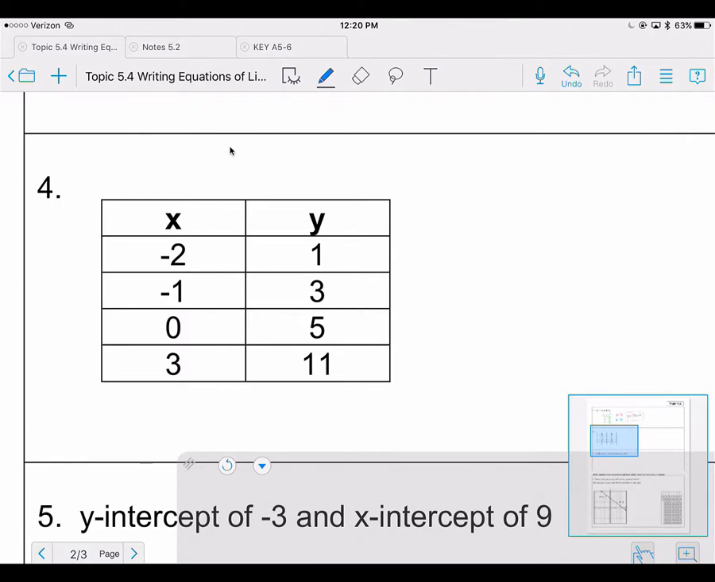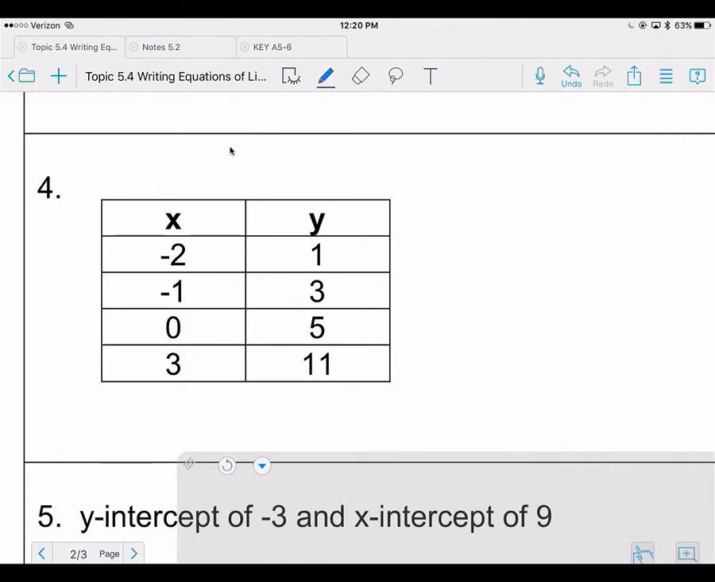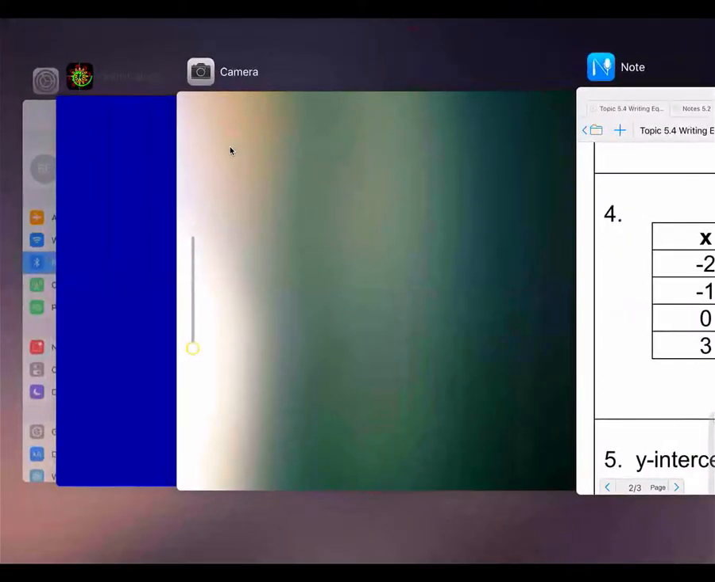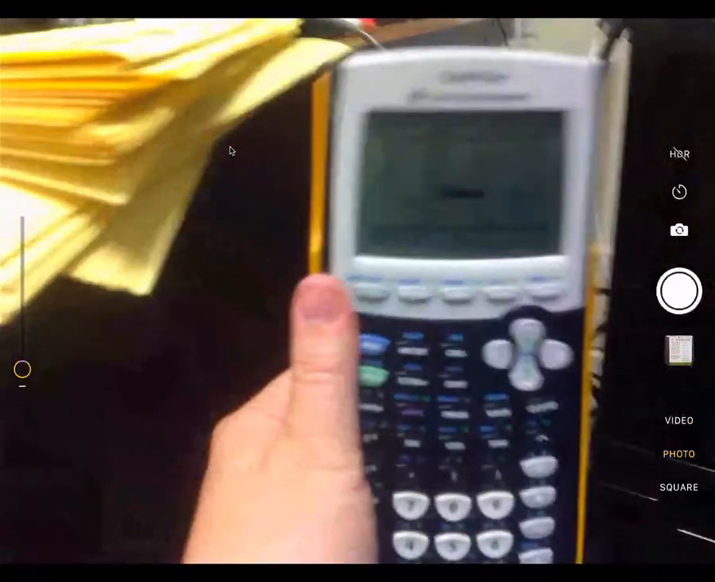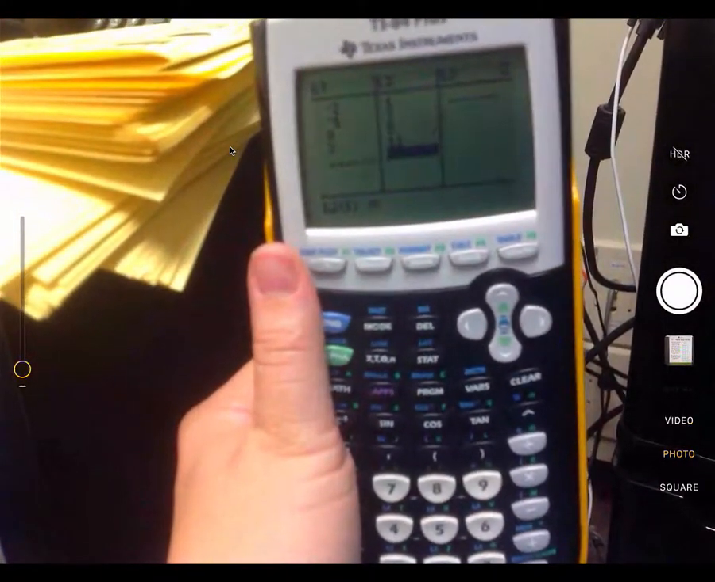Now problem 4, we're going to do the exact same thing. Anytime you see a table, you can plug that table directly into StatEdit to be successful. So I'm going to type in -2, -1, 0, 3, 1, 3, 5, and 11. So I go back to StatCalc. And if you forget how to clear out your list, you can also know that you could just type over them.